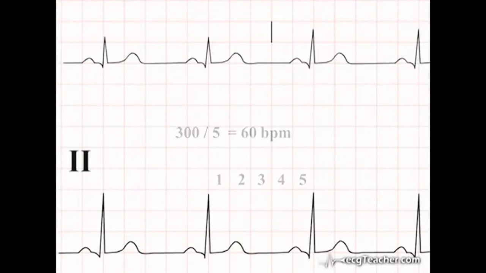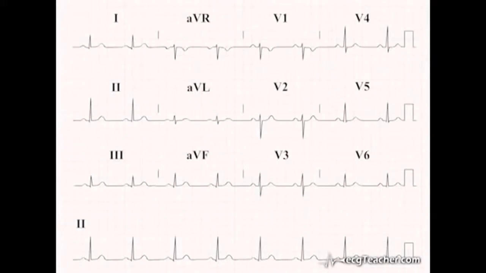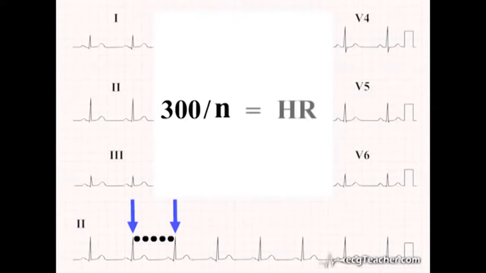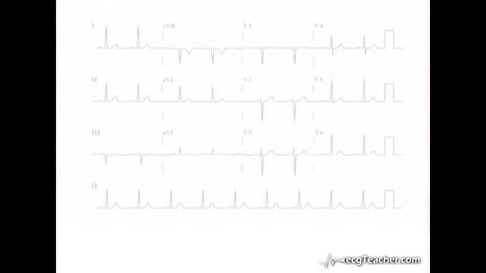Generalizing, we've found a simple method for calculating heart rate from an ECG. Identify 2 R waves on the rhythm strip, count the number of large squares between them, then take this number and divide it into 300. Provided the heart rhythm is regular, this method gives you an accurate heart rate in beats per minute.